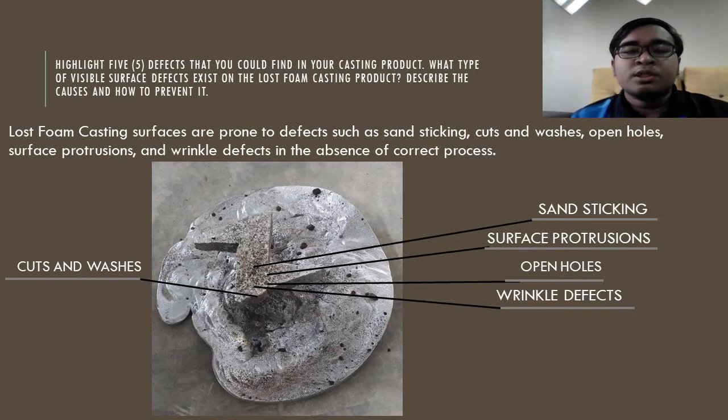Now we go to question 3. Highlight 5 defects that you could find in your casting product. What type of visible surface defect exists on the lost foam casting product? Describe the cause and how to prevent it. The defects we can find in our product are sand sticking, surface porosities, open holes, wrinkle defect, and cut and wash.